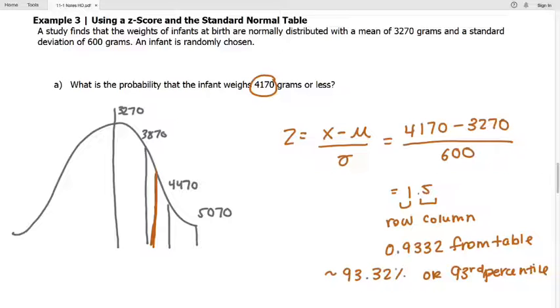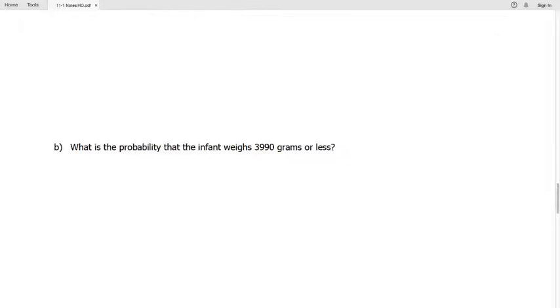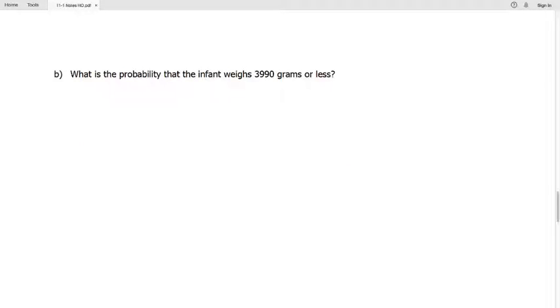All right, let's try one more like this because these are a little bit trickier. And then we'll do the last example here. What is the probability that the infant weighs 3,990 grams or less? Again, if we're looking at that table with the standard deviations, we wouldn't hit 3,990. And so we're going to use the z-score here. We take the value of x, we subtract the mean, and we divide by the standard deviation. That gets us 1.2 as our decimal.